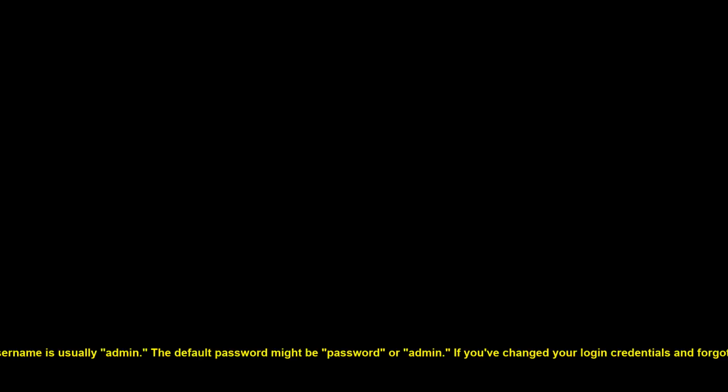Here, enter your username and password. If you haven't changed these, the default username is usually admin, and the default password might be password or admin. If you've changed your login credentials and forgot them, locate the reset button on the back of the router. Press and hold the button for about 10 seconds. After resetting, you can use the default credentials again.